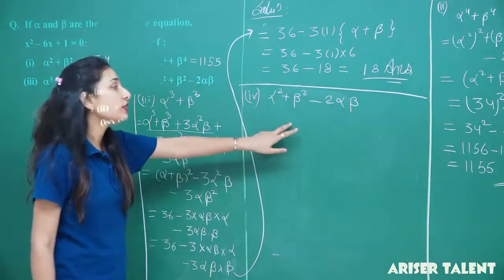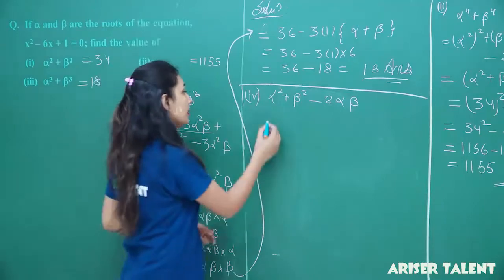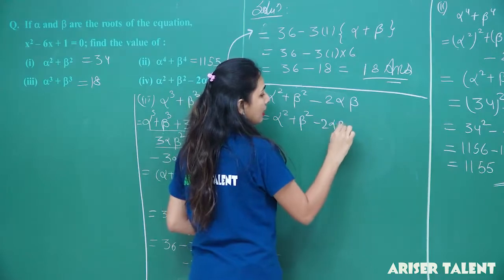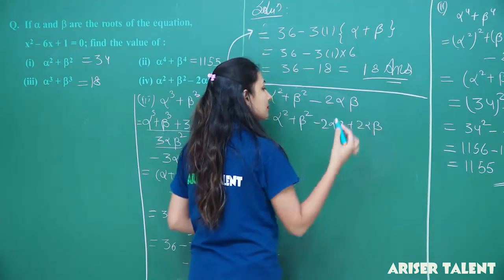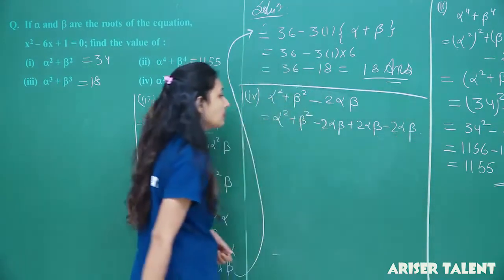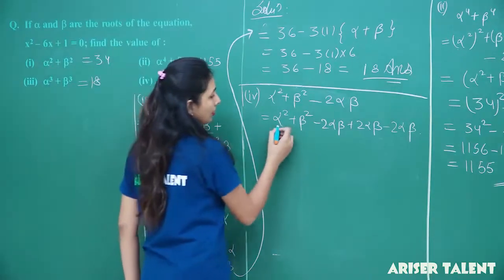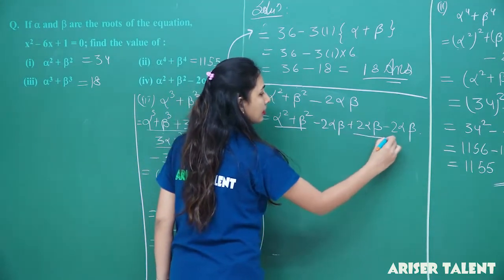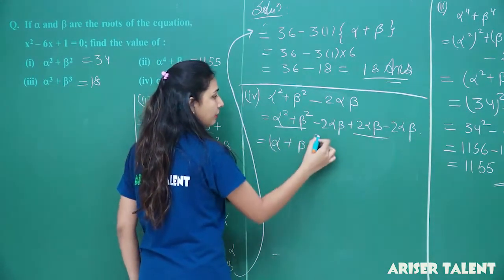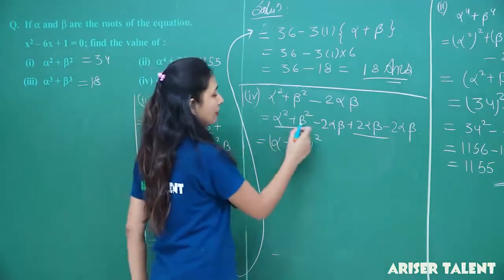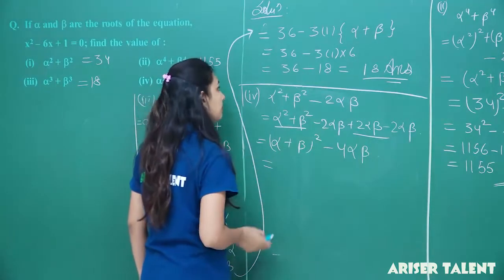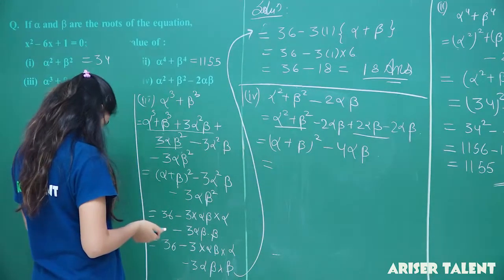Now, alpha square plus beta square minus 2 alpha beta can be written as alpha square plus beta square plus 2 alpha beta, then minus 4 alpha beta. Now, this is alpha plus beta whole square, we have done it before, right? a square plus b square plus 2ab, now minus 4 alpha beta. Now, this is alpha plus beta whole square.